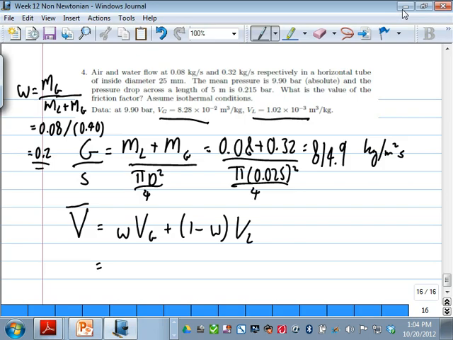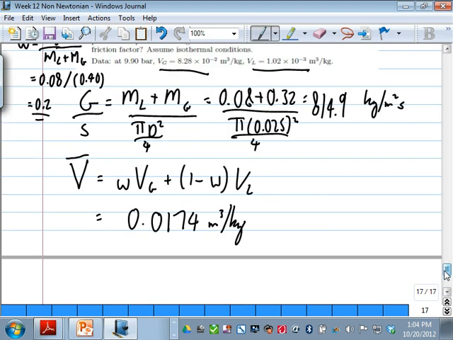Alright, have you worked out what V bar is? Yeah. 0.174 meter cube per kilogram. Alright.